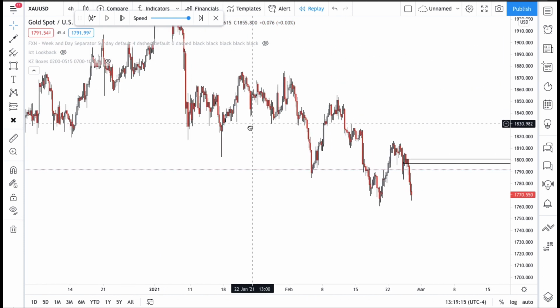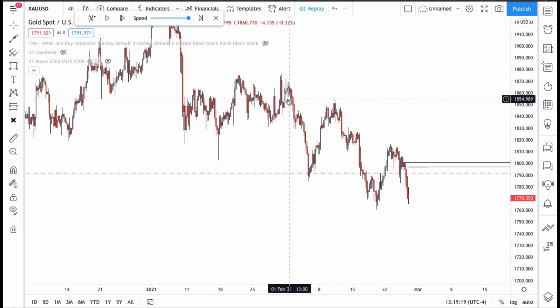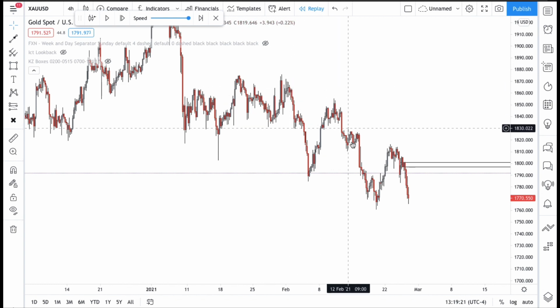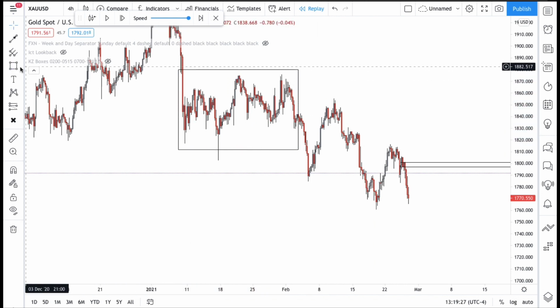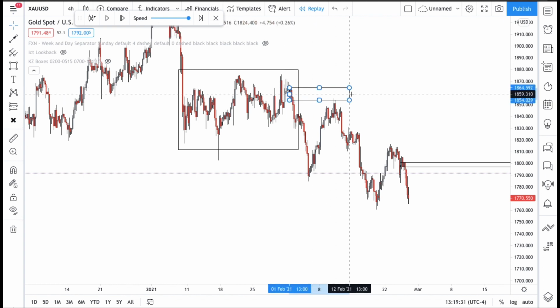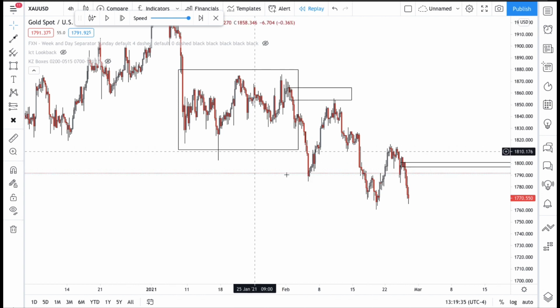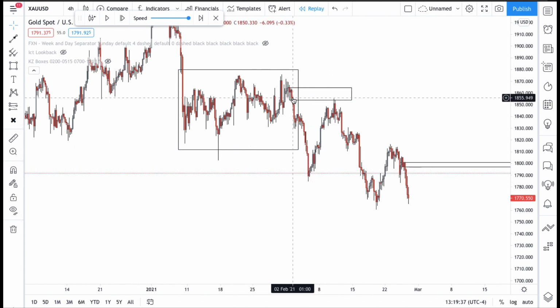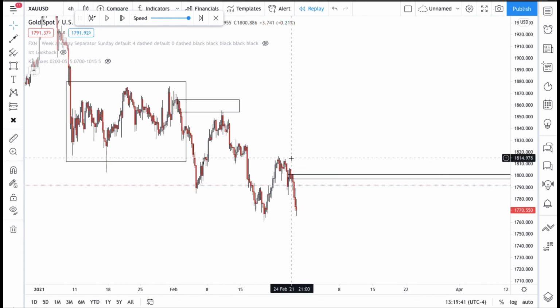An example right here: consolidation, expansion, price retraces, fills in this supply zone right here, and then reverses. This cycle will always repeat itself. Now this isn't the trade that I took, but again I'm just going to show you that the cycle will always play out on all pairs, all time frames. Consolidation, expansion, we broke down to the downside, price pulls back, mitigates our supply zone, and then reverses to the downside. And now at this point over here, let's play price a bit more.